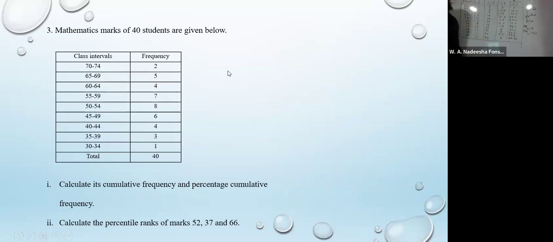Okay, so then third question. Mathematics marks of 40 students are given below. There are class intervals and frequency. Calculate its cumulative frequency and percentage cumulative frequency. Calculate the percentile ranks of marks 52, 37 and 66.